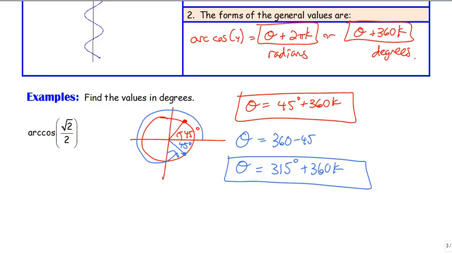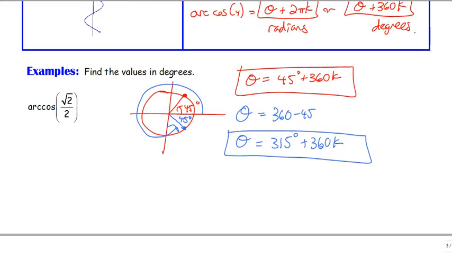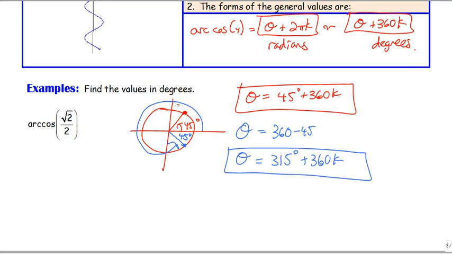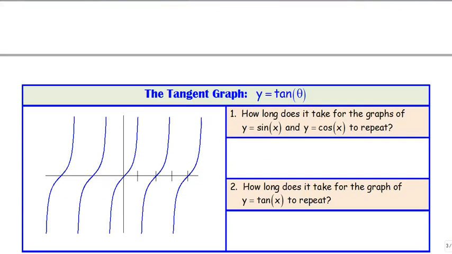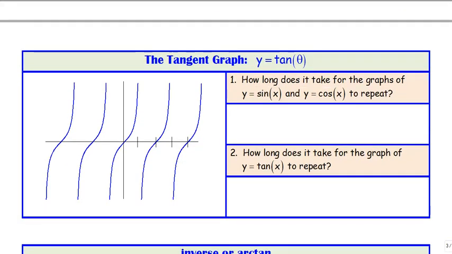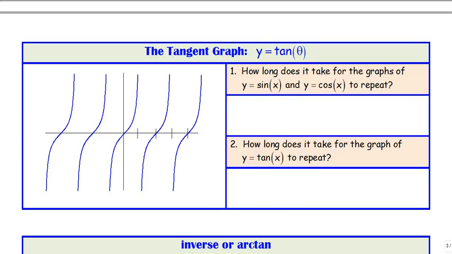Alright, so that is cosine. It works the same as sine, except you have to think in terms of x, positive and negative, when you're moving on and making your circle. And like I said, we're doing a bunch of these in class tomorrow, or whenever we see each other again. Alright, now tangent's a little trickier, but it's really similar.